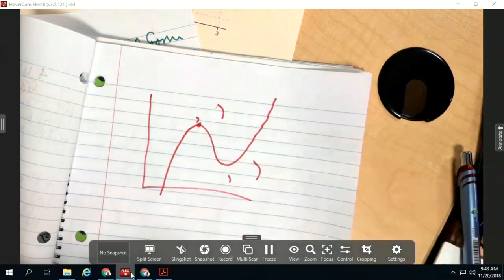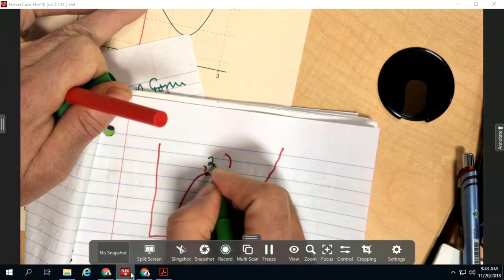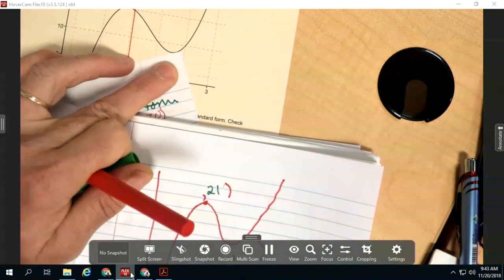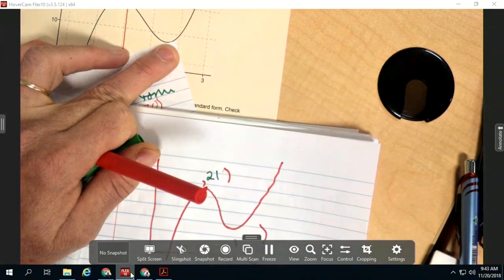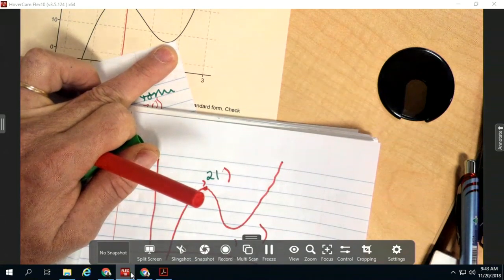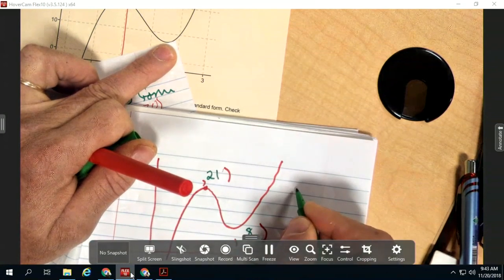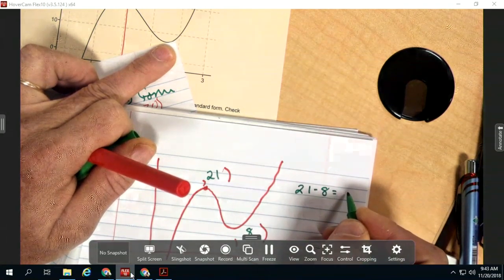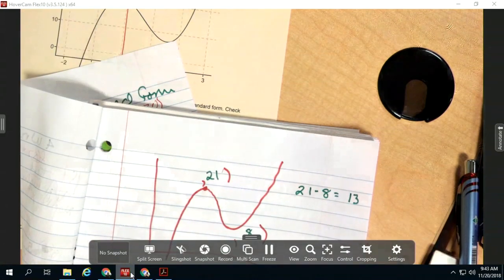Okay. And the second number here looks to be about 21. So we're just estimating. We are, for right now. That's the best we can do. The second point here looks to be about 7 or 8. Let's say 8. How far apart are those? 21 minus 8 equals 13, correct?